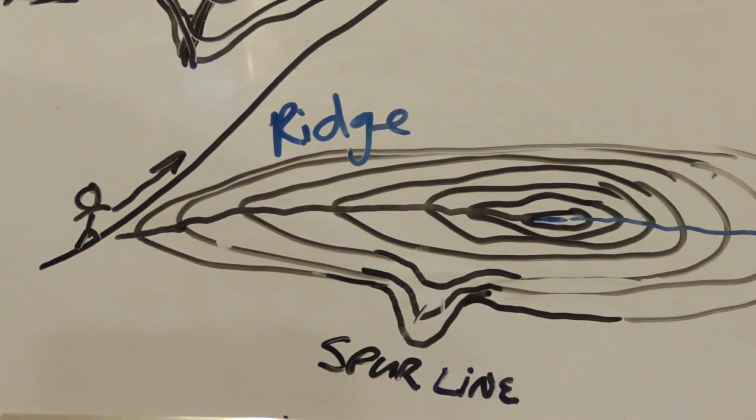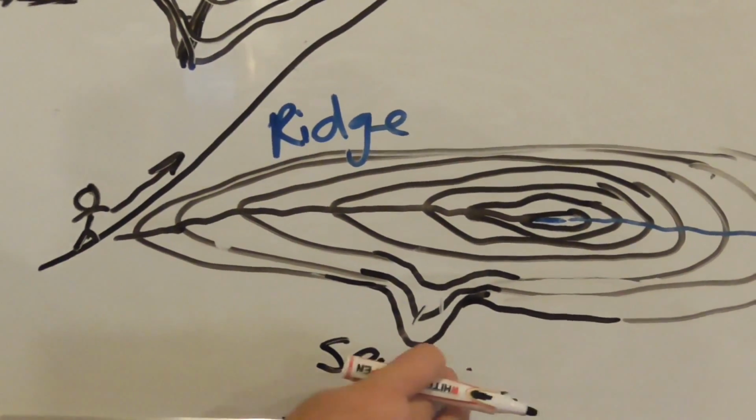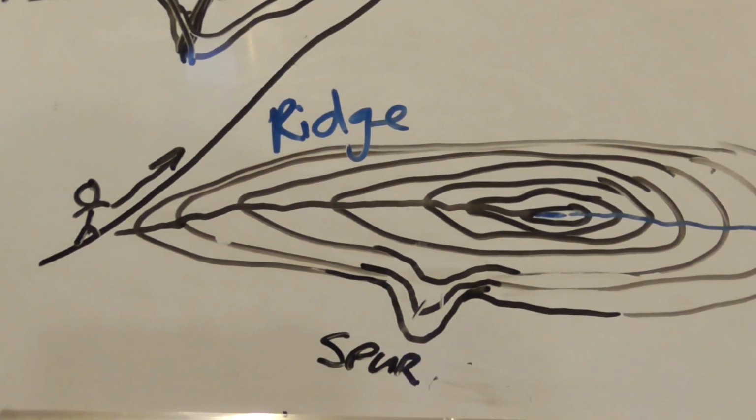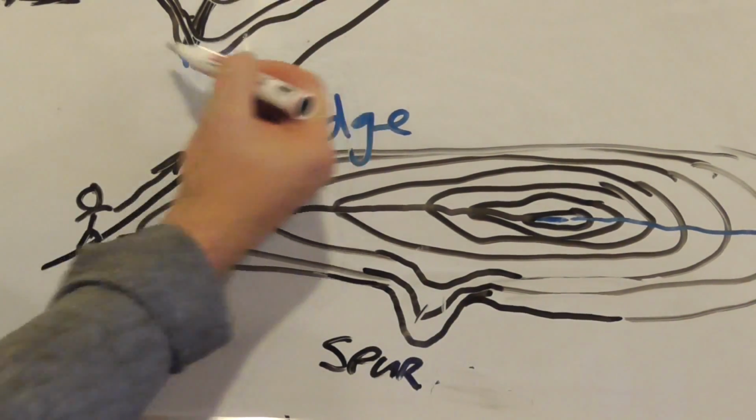Right. Yeah, pretty sure it's just a spur. Okay, spur. Alright, so that's a spur. It just sticks out. A feature that just sticks out, comes off the main feature.